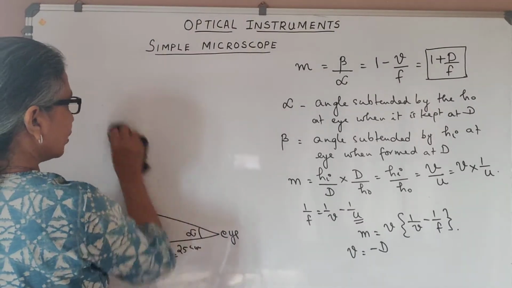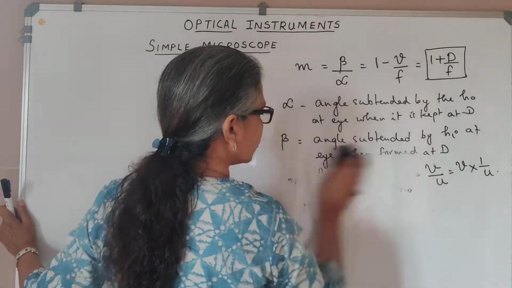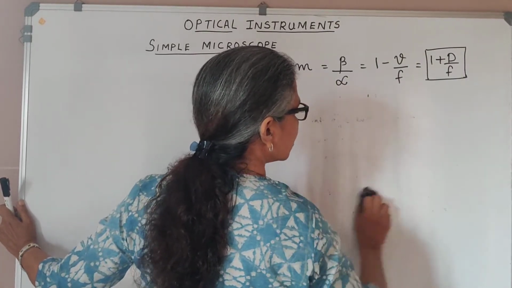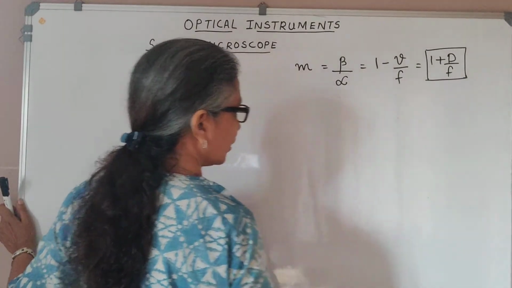You will now have to bring your object closer to the focus, because if the final image has to be formed at infinity, the object has to be at the focus, right?